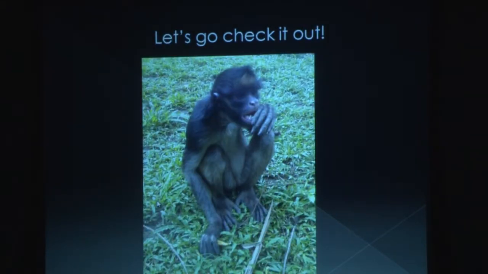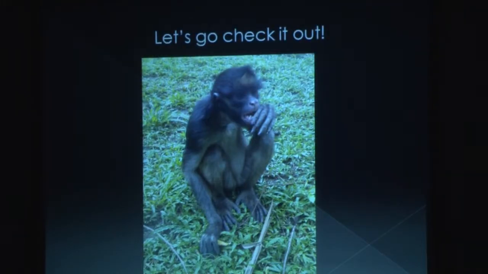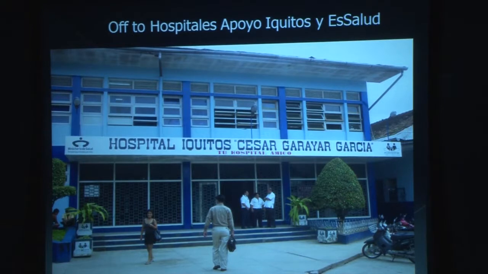Well, I had a video of, you'll see these later in the marketplace, worms that people fry and eat. They're really thick. So this is a monkey. This is at a monkey reserve, endangered monkey, but he wants to go check out what we do in the hospitals with you too. And this is one of the main hospitals that I spend time in, which is what we call Hospital Apoyo, which means the support of the people.